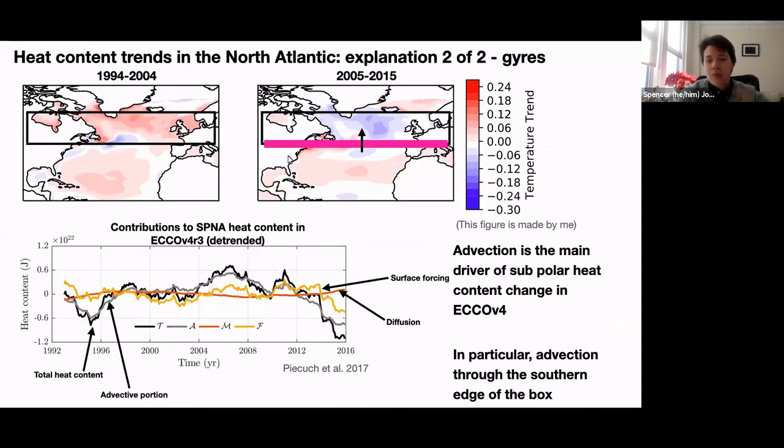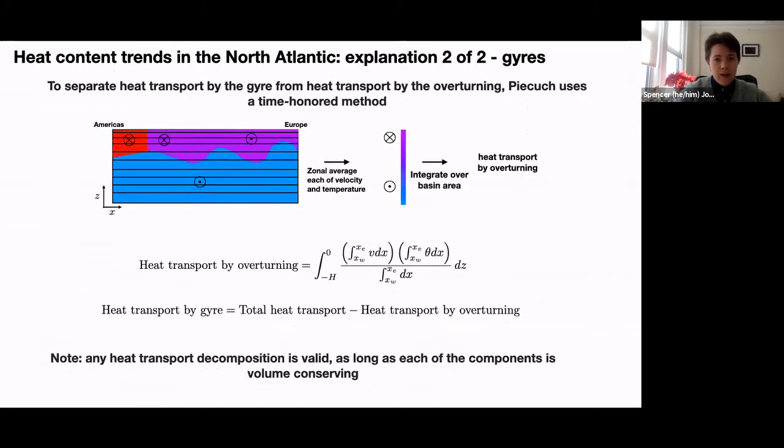And so actually, I'm not going to show you this, but if you go and look at the paper, they find that heat transport through the southern boundary of this box is really the main driving factor. So it's advection by the ocean through the southern boundary of this box. And then they decide, okay, well, we want to figure out how much of this heat transport through the southern boundary of the box is by the overturning and how much is driven by the gyre.